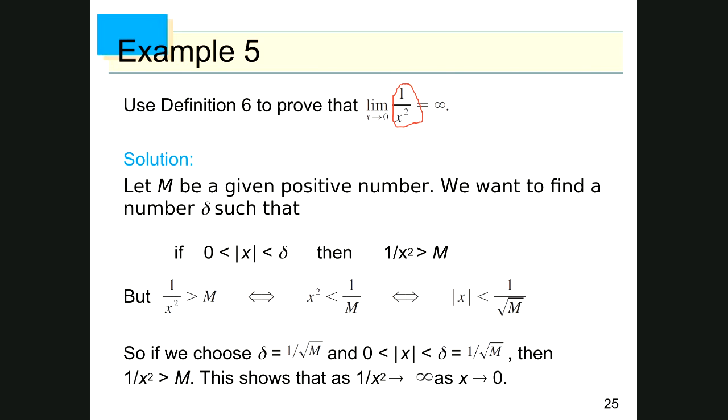All right. How do we simplify this? You say, but 1 over x squared greater than m, what does that mean? It means that x squared is less than 1 over m. All right.